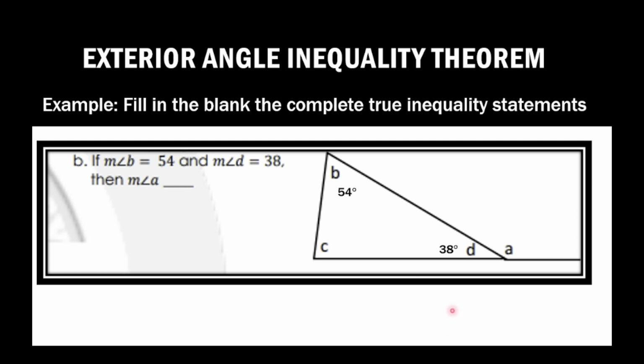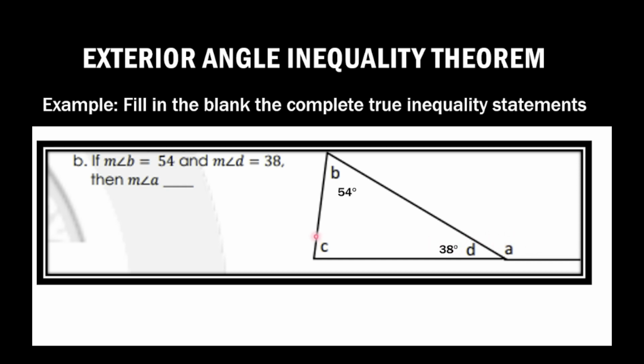Now the relationship of angle D and angle A, they are a linear pair. If they form a linear pair, they are supplementary. Their sum is equal to 180 degrees, and obviously the measure of angle A is also greater than the measure of angle D, since angle D is 38. So mas malaki na kagad ang measure ni angle A.